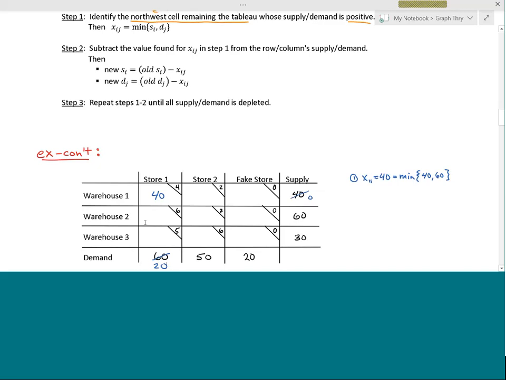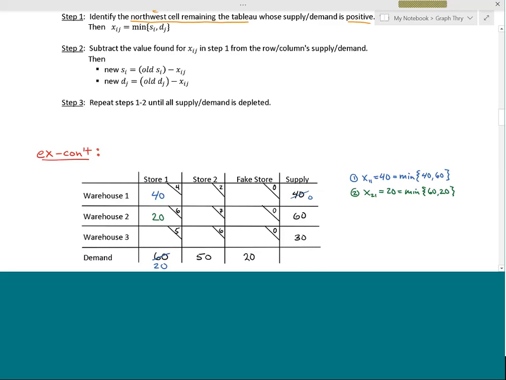North as high as possible, so that's row 2. West as far left as possible, so that's store 1. So we look here and we try to figure out the maximum value we could put in. Supply for warehouse 2 is at 60. Demand for store 1 is only at 20. So we're only going to put 20 units in for that cell, which tells you X21 is going to be 20. And that was because we looked at the smaller of the two values of the supply of 60 and the adjusted demand of 20.